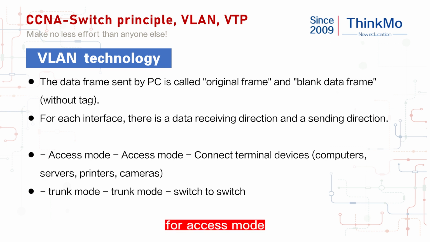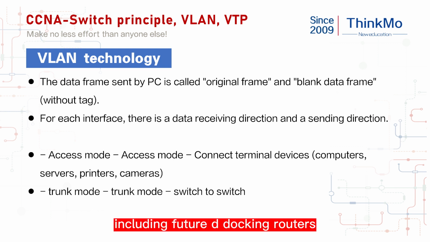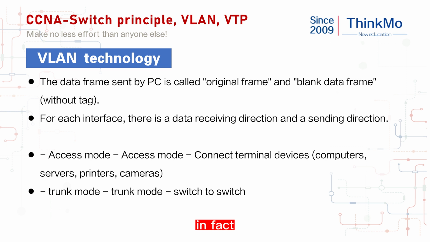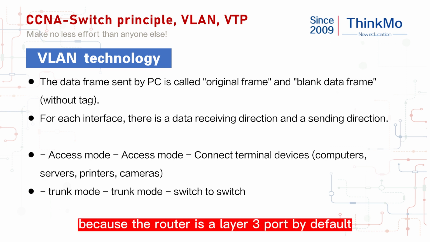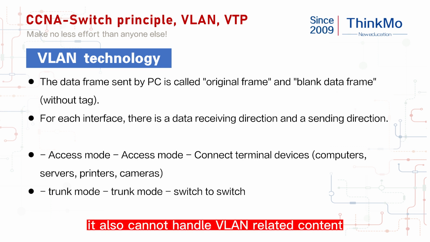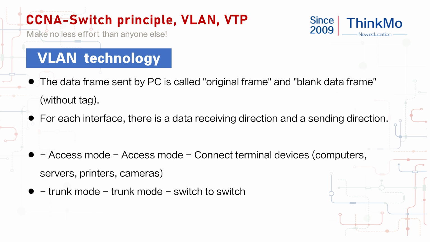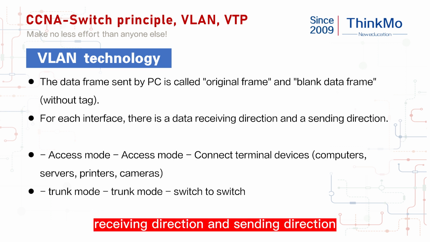For access mode, we'll connect some end devices, such as computers, servers, printers, cameras, etc., including future docking routers. In fact, we use access mode the most, because the router is a layer 3 port by default. It also cannot handle VLAN-related content. And for each interface, there are both directions: the data receiving direction and the sending direction.